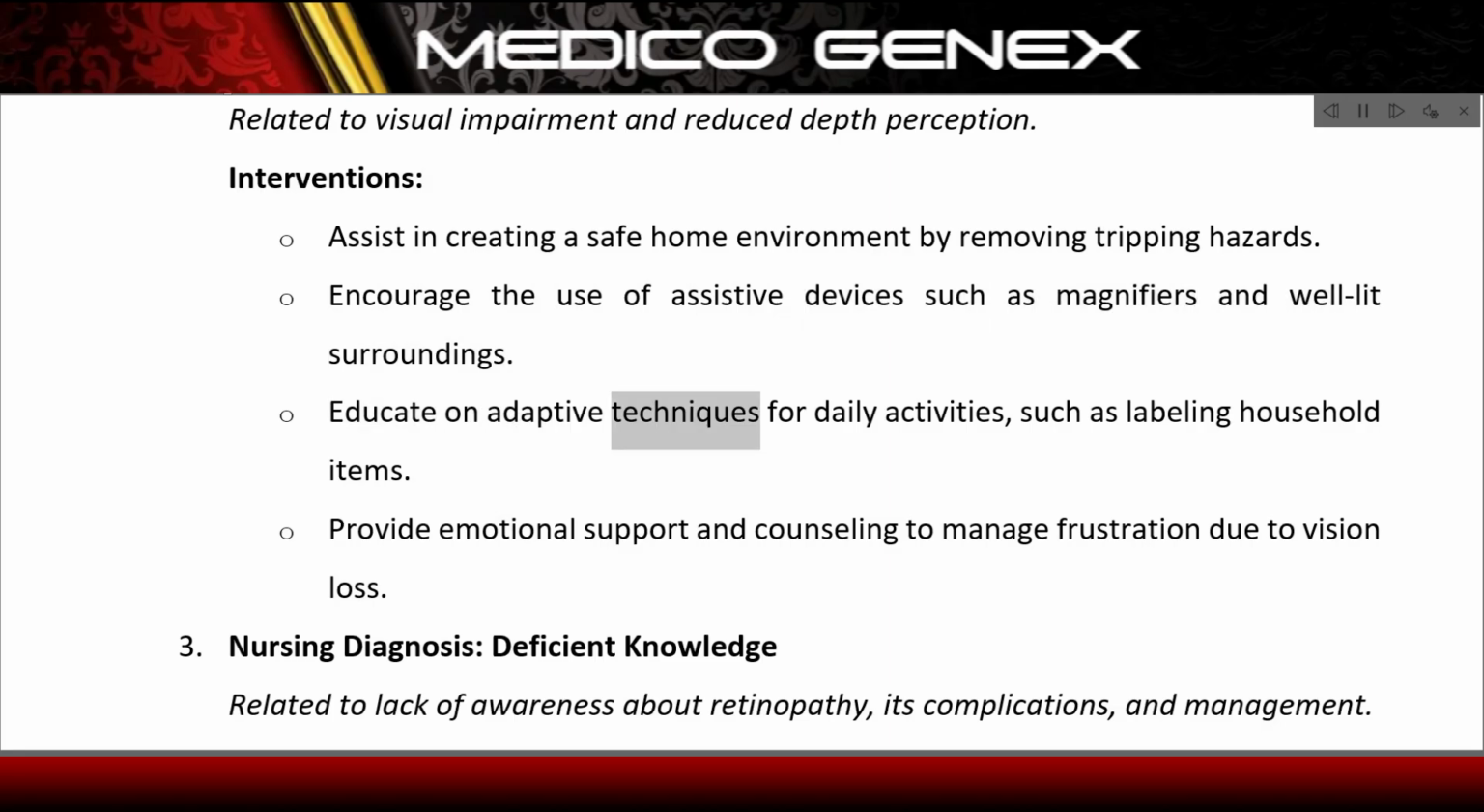Educate on adaptive techniques for daily activities, such as labeling household items. Provide emotional support and counseling to manage frustration due to vision loss. Nursing diagnosis, deficient knowledge. Related to lack of awareness about retinopathy, its complications, and management.